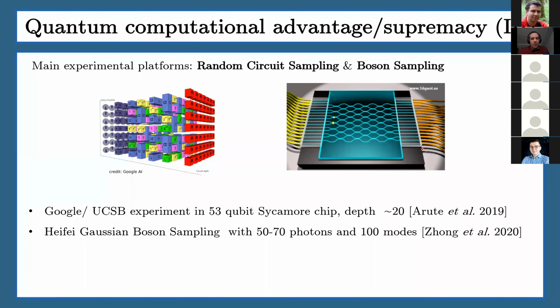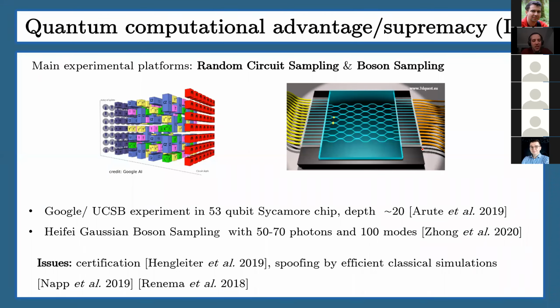And Google, together with UCSB, did an experiment on 53 qubits. Recently, a famous one. Also, just maybe two months ago, there was an experiment by Jianwei Pan's group in Hefei that did 50 to 70 photons in Gaussian boson sampling, so some generalization of standard boson sampling.